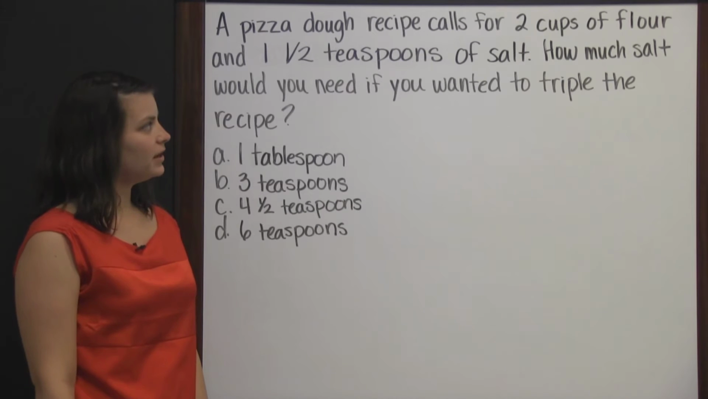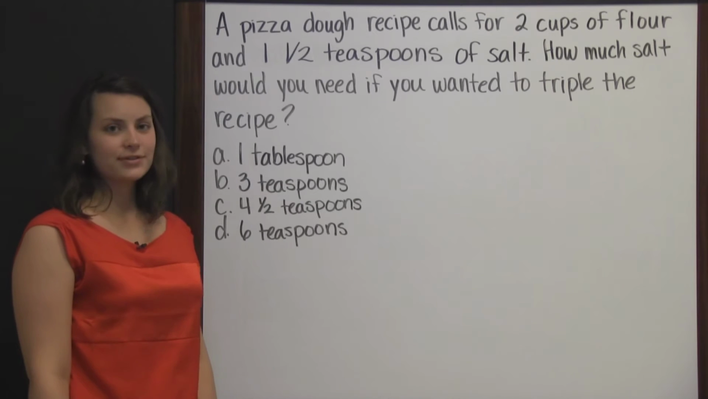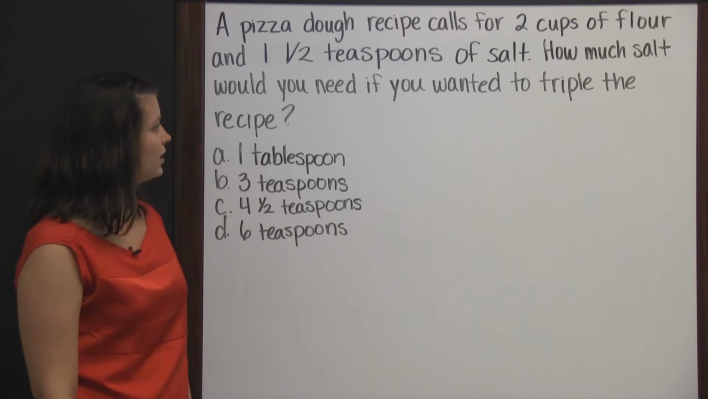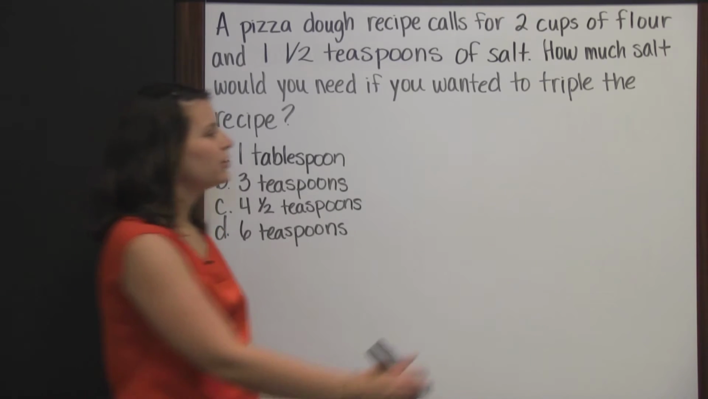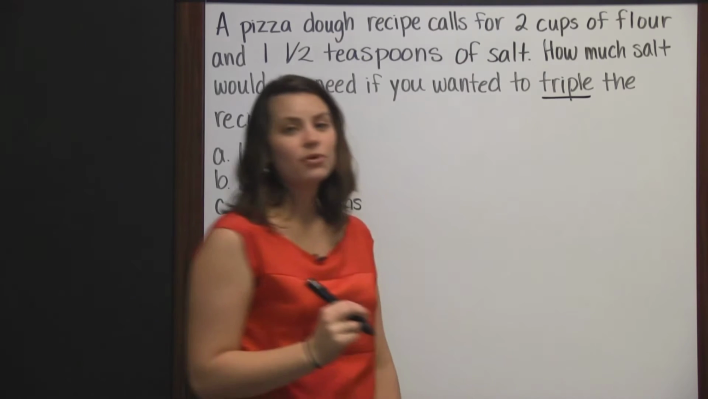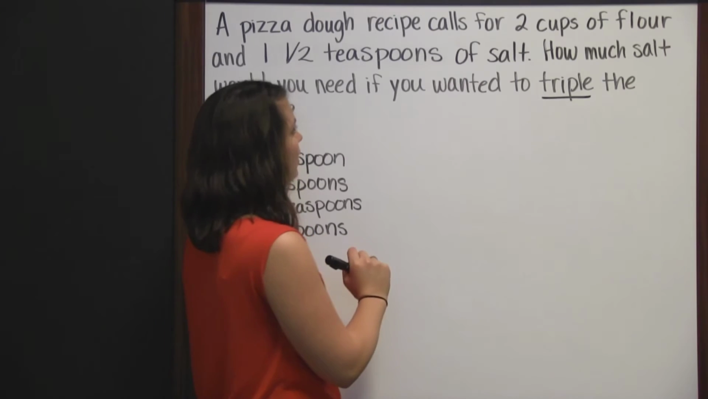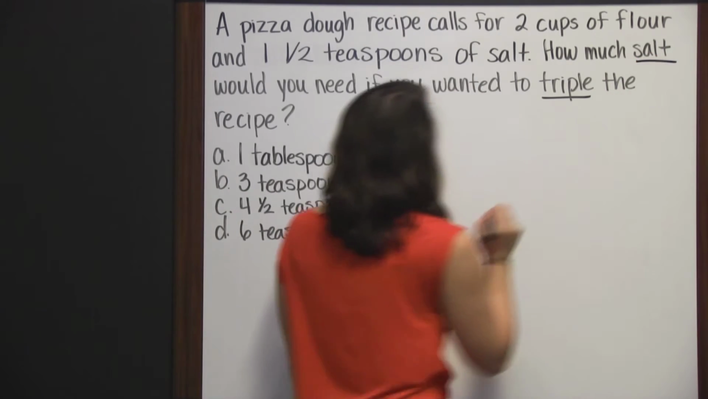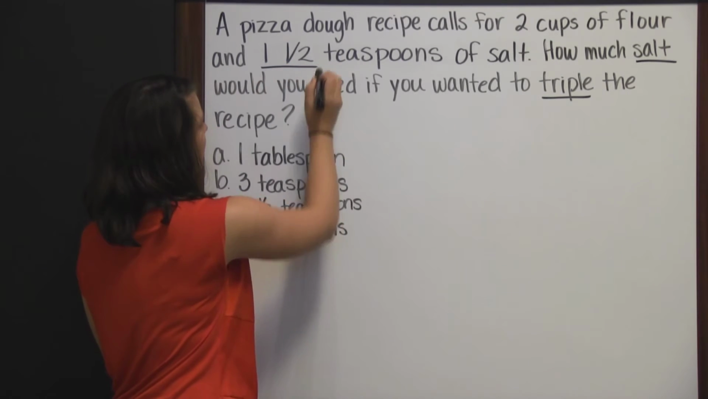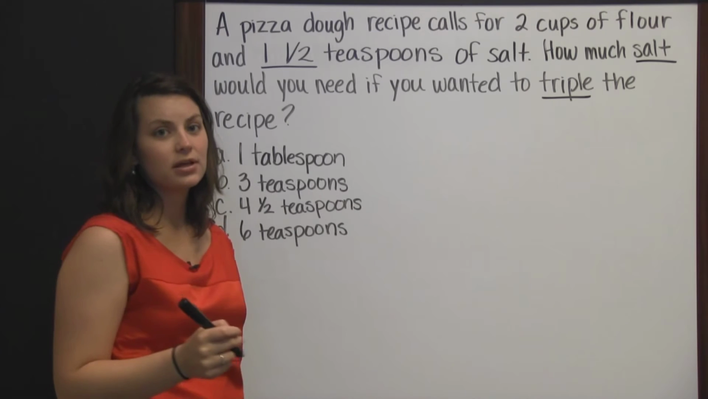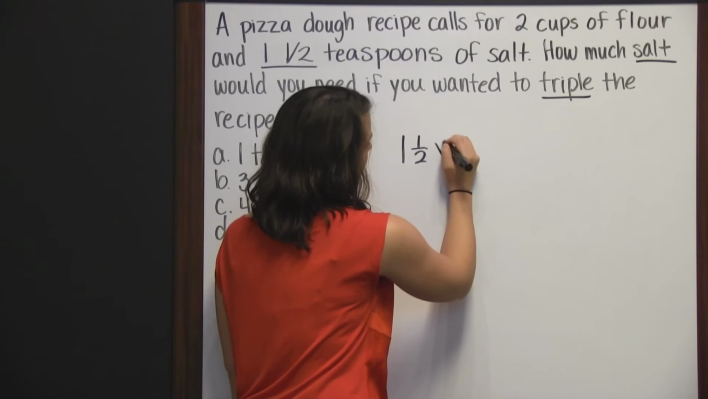A pizza dough recipe calls for 2 cups of flour and 1 1/2 teaspoons of salt. How much salt would you need if you wanted to triple the recipe? So that word triple tells us to multiply by 3. And we're trying to triple the recipe and find how much salt we need. So in a regular recipe, we would need 1 1/2 teaspoons of salt, and we need to triple that. So we need to multiply 1 1/2 times 3.